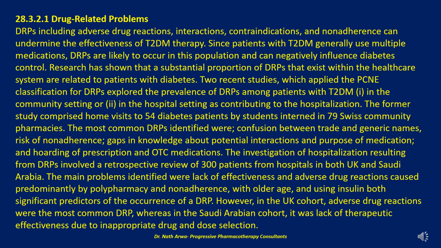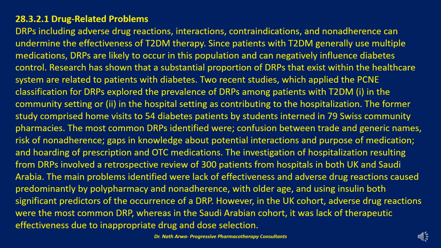The former study comprised home visits to 54 diabetes patients by students interned in 79 Swiss community pharmacies. The most common drug-related problems identified were confusion between trade and generic names, risk of non-adherence, gaps in knowledge about potential interactions and purpose of medication, and hoarding of prescription and OTC medications.